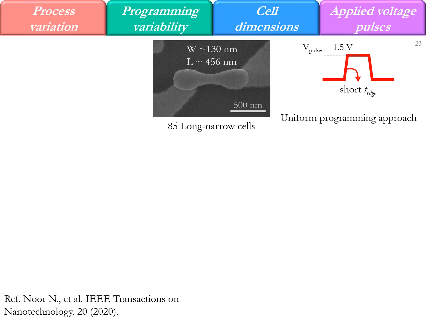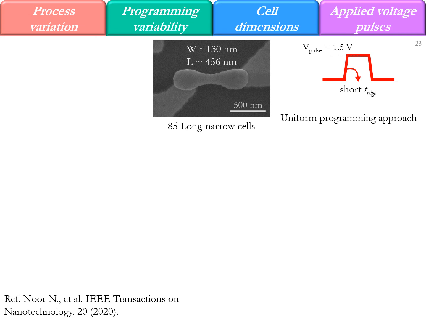Now that we have investigated so many different contributing parameters for the programming variability, we are ready for performing the PUF test. For the test, we have used 85 long narrow cells. These cells were 130 nanometer wide and 456 nanometer in length. And we already described that these are 50 nanometer thick cells.